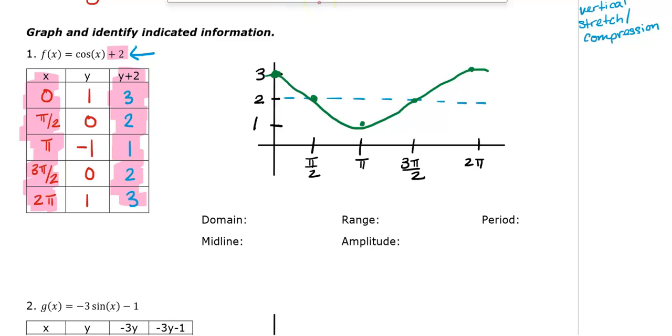I don't need to worry about graphing any more than just one period. I don't need to do 2, 3, 4. It's just one period of my function. That's really all I need to do.